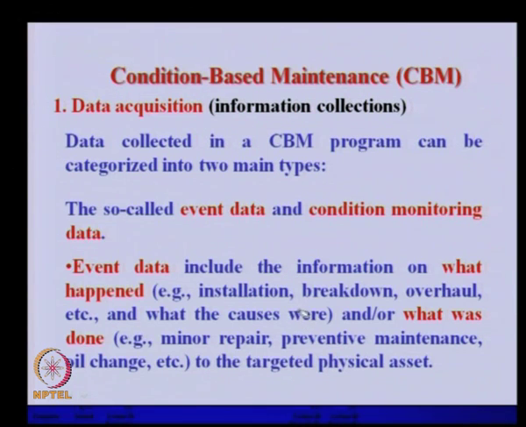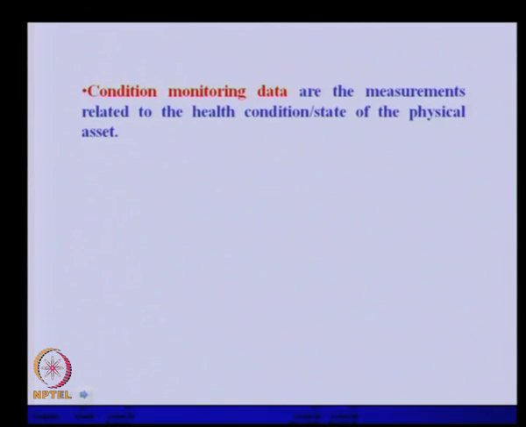So, that is some kind of event, and or what was done, minor repair, preventive maintenance, oil change, etc., to the targeted physical asset. So, this is some kind of event which will form the basis of the data acquisition, that is event data. Apart from this, we will be having condition monitoring data. These are measurements related to the health condition, state of the physical assets like vibration, temperature, pressure, noise. These are the data which we collect, that fall under the condition monitoring data.